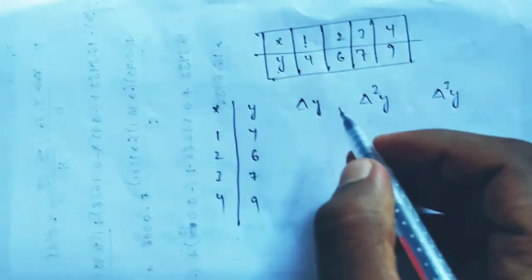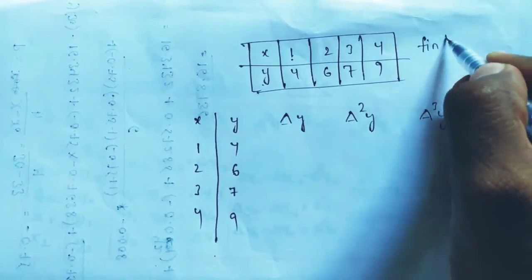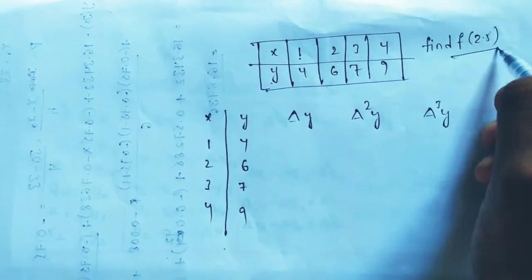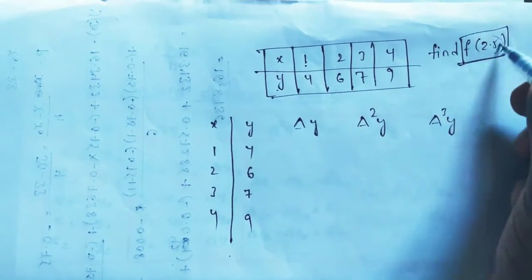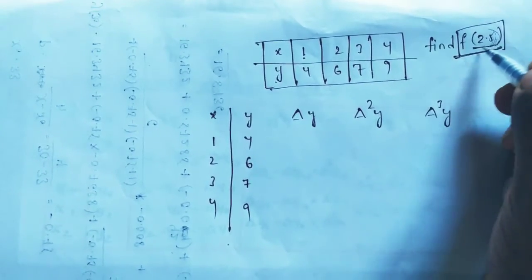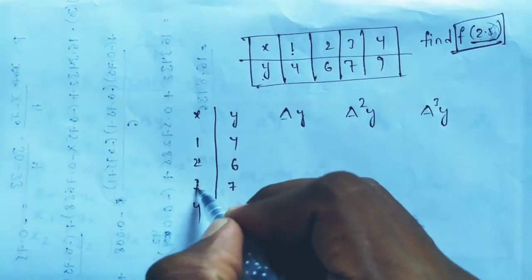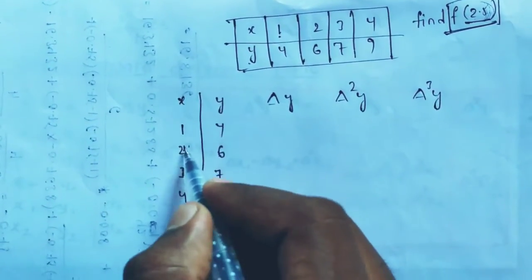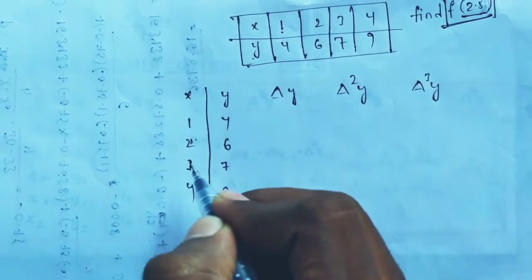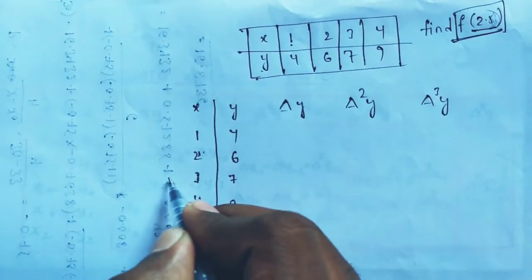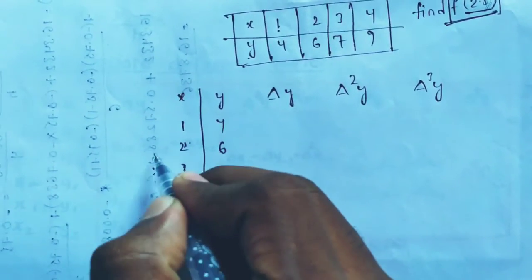Before that, suppose the given problem says to find f of 2.5, the polynomial or function. For finding 2.5, we first look at the values of x. 2.5 is in between 2 and 3, so we take either 2 or 3 as x0. Suppose we assume 3 is x0.